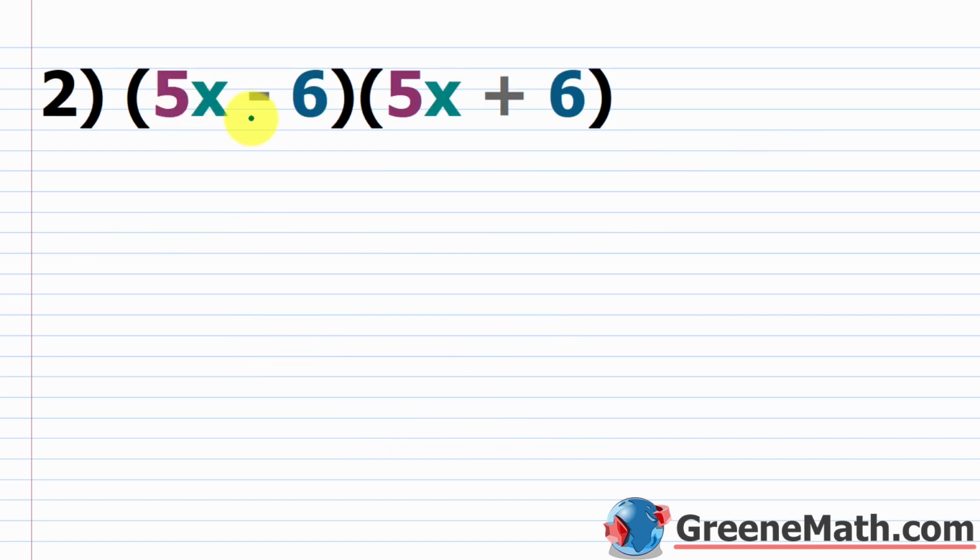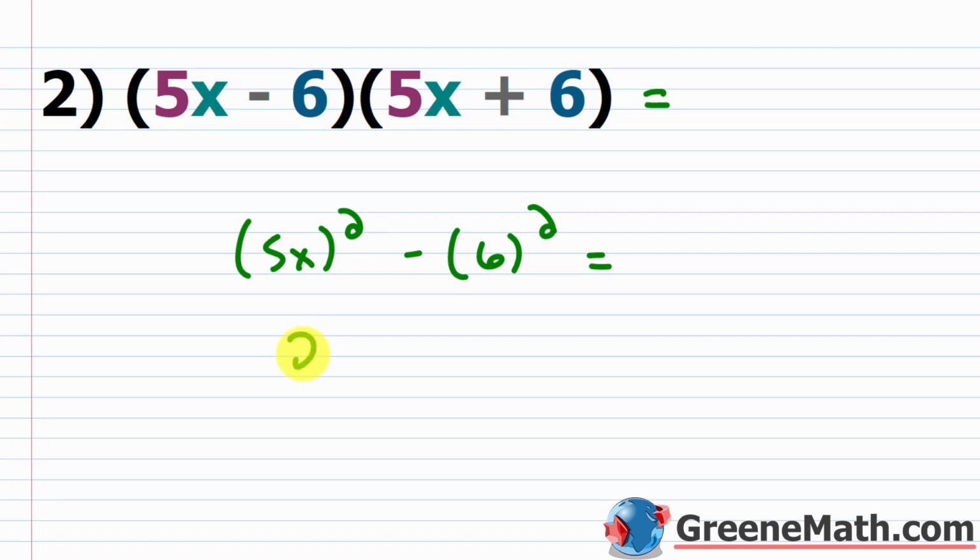We have the quantity 5x minus 6 times the quantity 5x plus 6. So again, I have conjugates here, so I'm just going to use my formula. I'm going to square this 5x. That's my first guy. Then minus, I'm going to square my second guy, which is 6. 5x being squared, again, the 5 is squared and so is the x. So 5 squared is 25, and then x squared is just x squared. And then minus 6 being squared is 36.